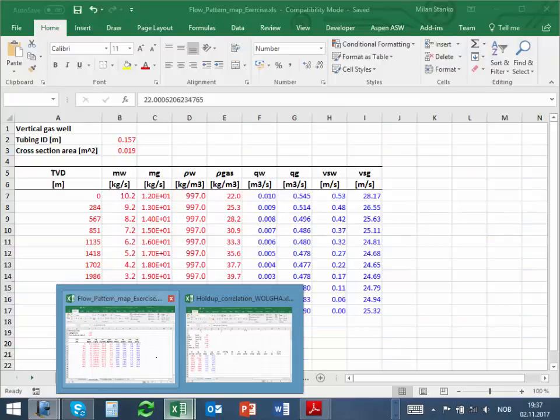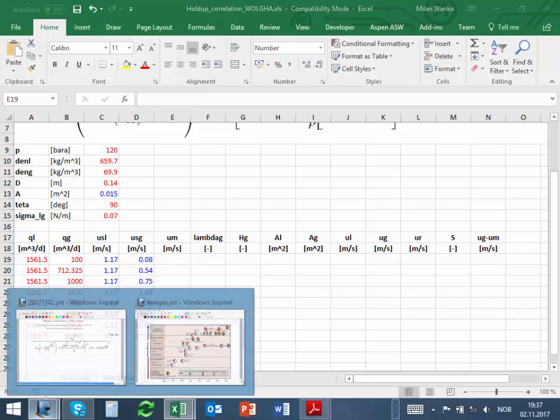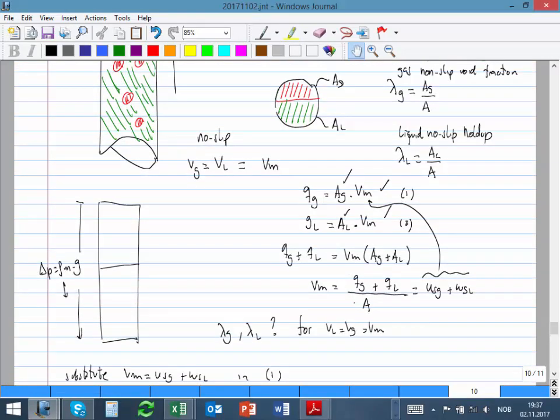Yeah, so let's go back to our sheet. Mixture velocity. It will be the velocity if both phases travel at the same speed. And that is just the sum of the liquid superficial velocity plus the gas superficial velocity, right? That's what we just did. Gas plus liquid superficial velocity.